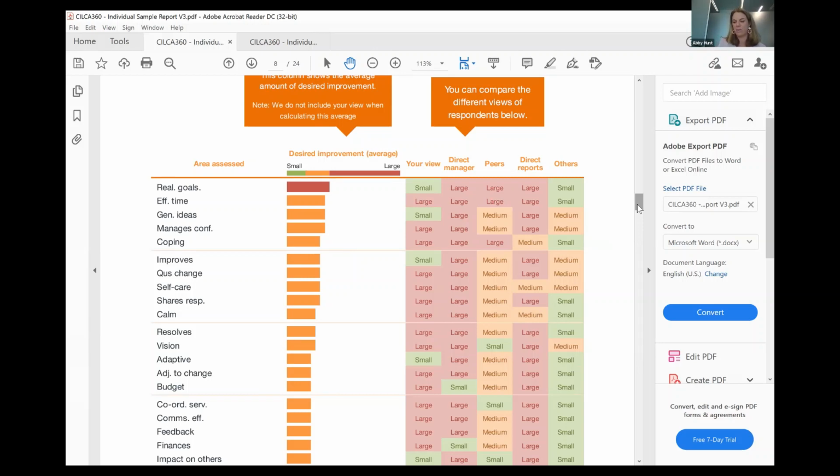Anything with a gap of 1 is going to show up as a large gap. However, we want to drill into the detail in a minute and look at what size those gaps actually are.